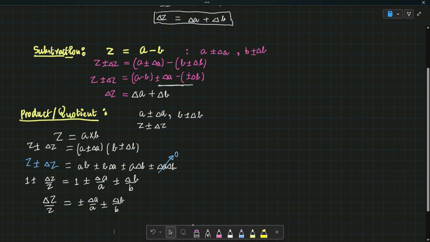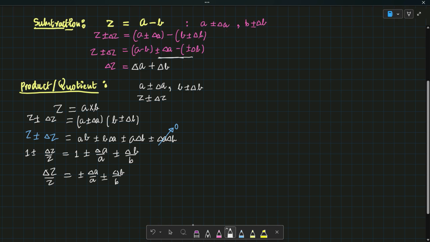So what is the maximum relative error that can occur? We'll take the signs to be the same, and that's why the maximum relative error in Z will be delta A by A plus delta B by B. So in case of product, we say that the maximum relative error in Z, or maximum relative error in a product, is equal to the summation of the relative error of A plus the relative error of B. That will be the relative error of the product.